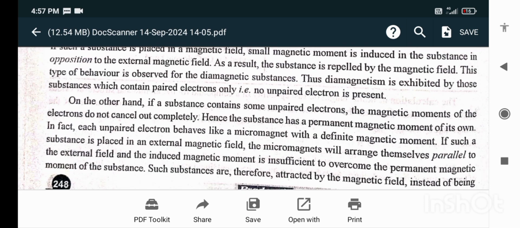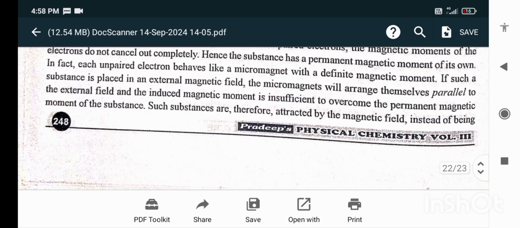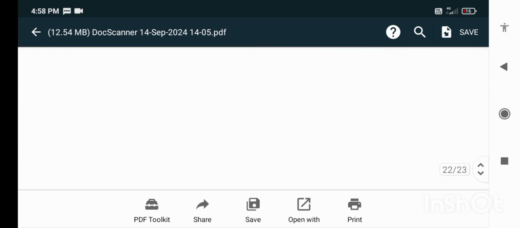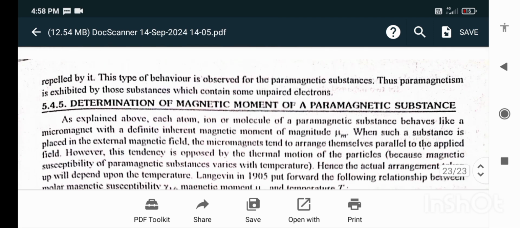On the other hand, if the substance contains some unpaired electrons, the magnetic moments of the electrons do not cancel out completely. Hence, the substance has a permanent magnetic moment of its own. In fact, each unpaired electron behaves like a micromagnet with a defined magnetic moment. If such a substance is placed in an external magnetic field, the micromagnets will arrange themselves parallel to the external field, and the induced magnetic moment is insufficient to overcome the permanent magnetic moment of the substance. Substances are therefore attracted by the magnetic field instead of being repelled by it.